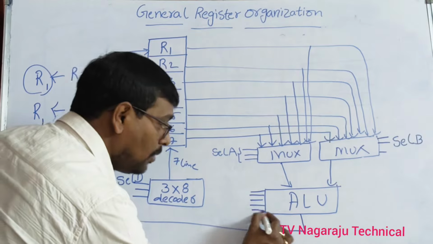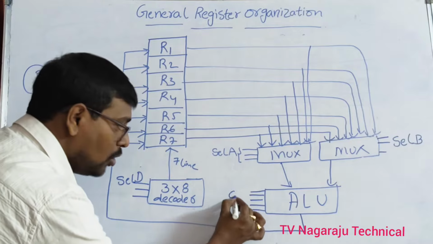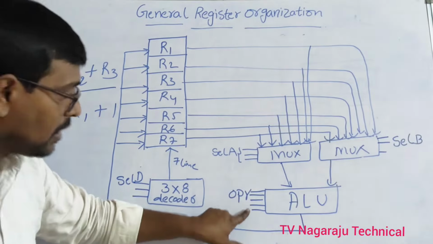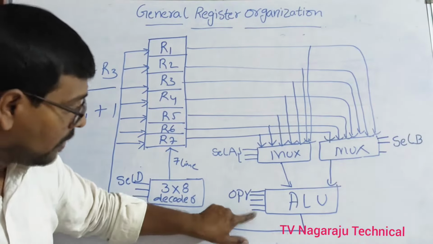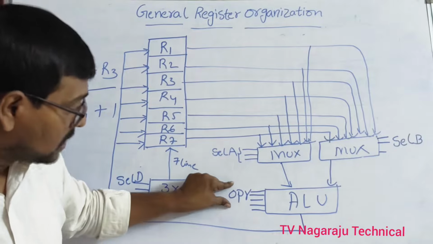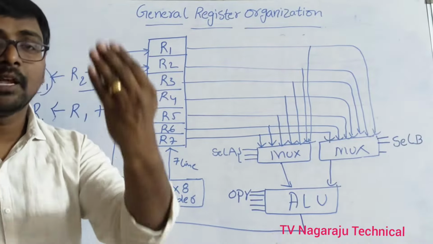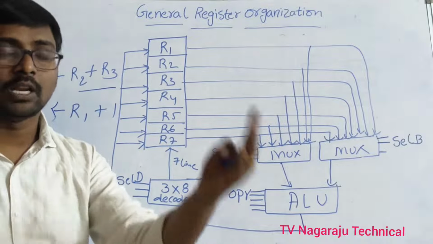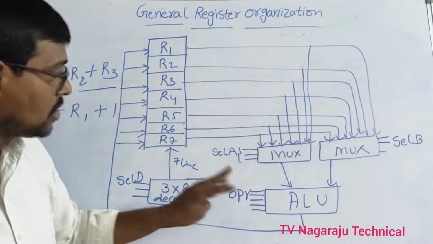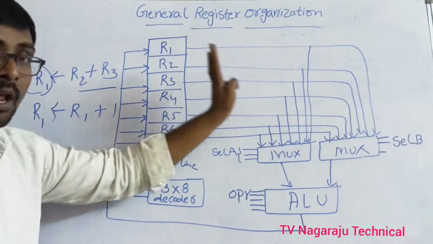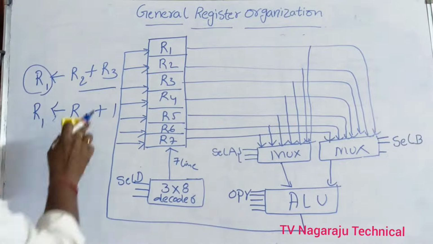to be performed. For that ALU, we have an operation field with 5 signals, 5 inputs. This field specifies what the operations are: suppose addition, subtraction, shift right, or shift left. This operation is specified. This is the general organization, how the information is transferred.